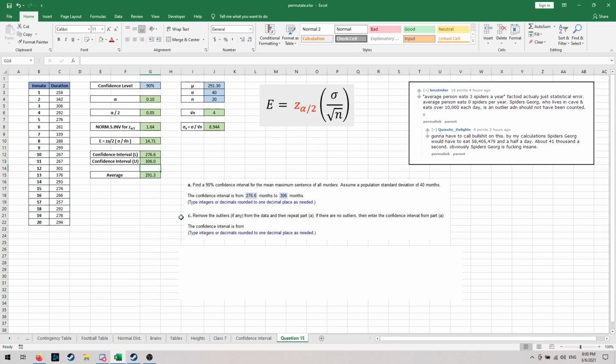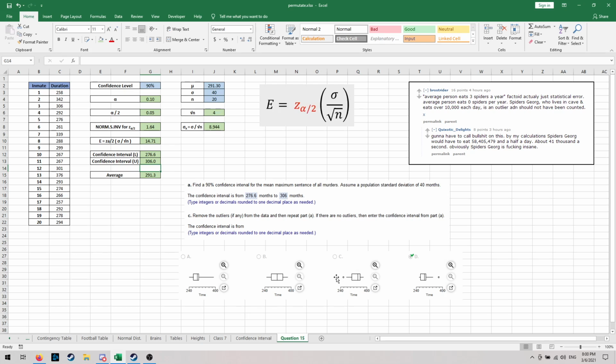So next we're asked to remove any outliers from the data and repeat part A. And if there aren't any outliers, we can just enter the confidence interval from part A. And this is where the charts come in, because we're asked to interpret a number of charts that show where the outliers are. One in particular I felt was relevant to include, and that was the box plot chart.